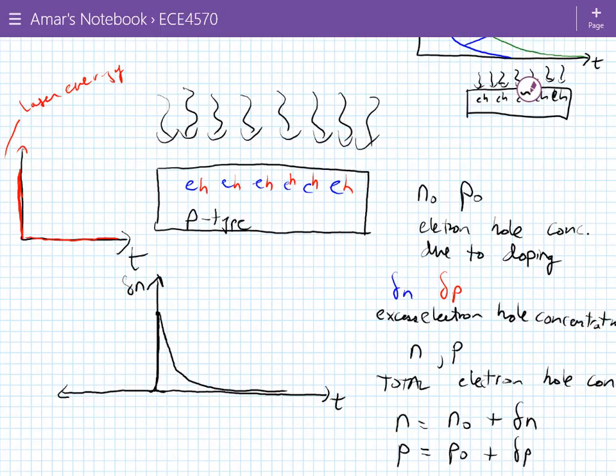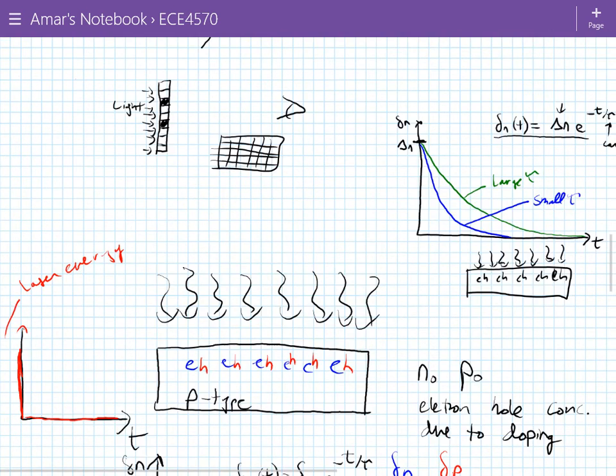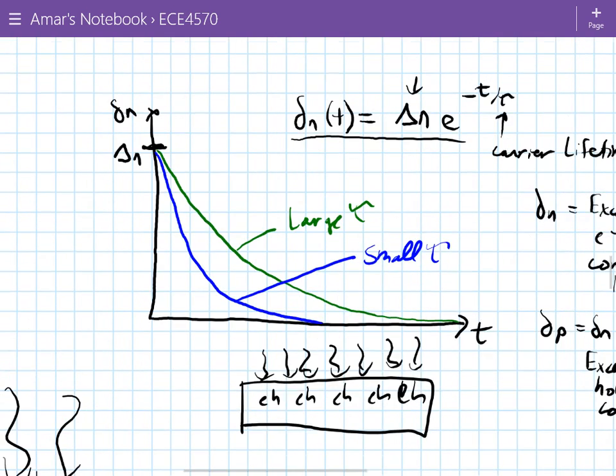All right, this function is described as so Δn(t) = Δn0 e^(-t/τ), and τ is the carrier lifetime. We ended up in class talking about this example here. This is the same function that I graphed at the end of class last time.